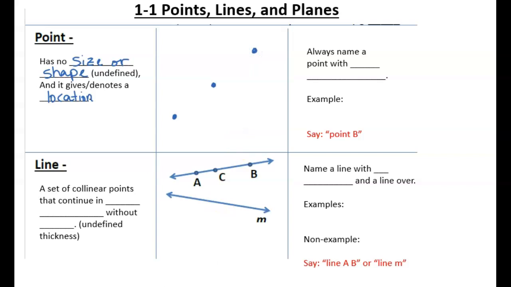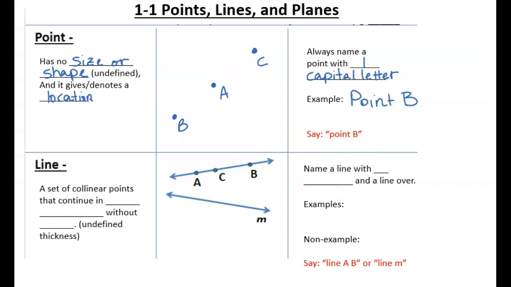We can name them. You always want to name a point with one capital letter. So we could name this point A, we could name this point B, we could name this point C. If that bothers you that it's out of order, you need to make sure that you're really conscious about where your points are and what they're named. That'll be important later. So an example might be point B. And when you're talking, you want to make sure that you say it correctly, so you would call it point B.